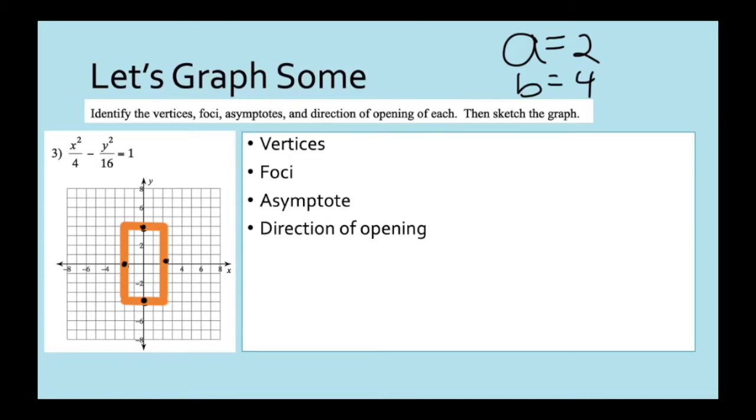Now we can draw our asymptotes. They go from the center through the corners. With your ruler, you can just make one long line. And now we need to decide, does our hyperbola go up and down or left and right? We look at the one that's first, and since x is first, we go through the x-axis. So it's left and right.